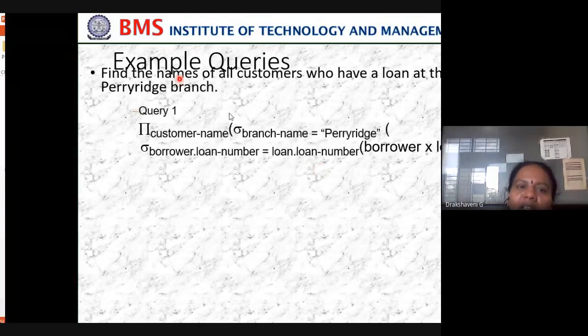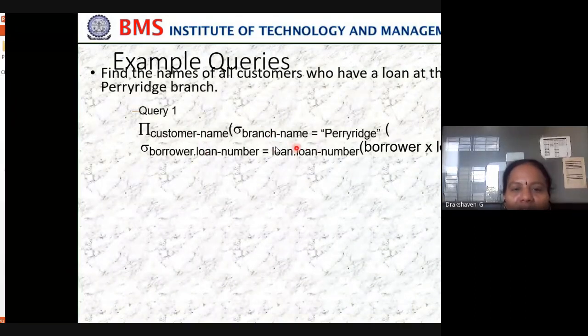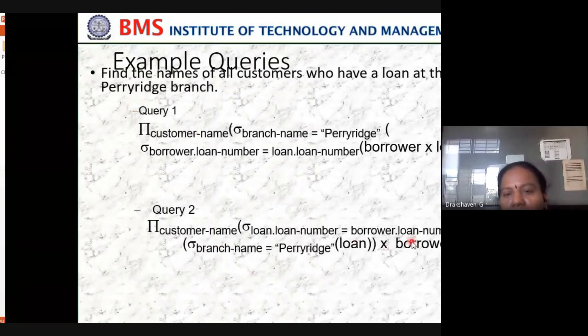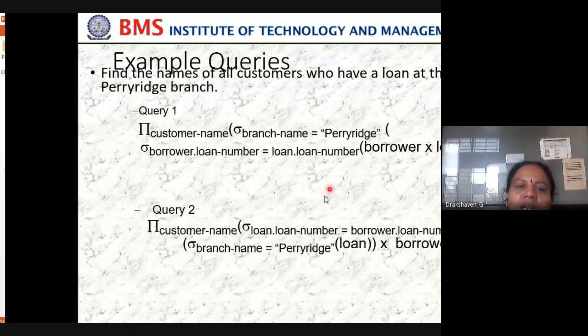Next, find the names of all customers who have a loan at a Perry Ridge branch. In the same way as I found this branch's customer names, either I can write it like that, or there is one more way to write the query. I can combine loan and borrower, or I can do it separately. This is how we can get the query written.